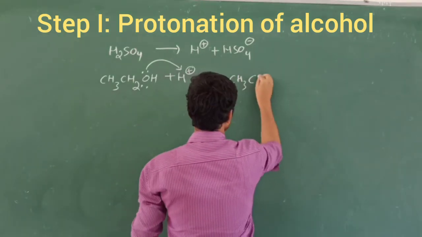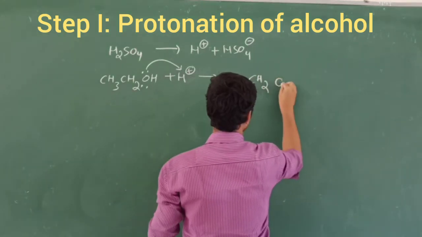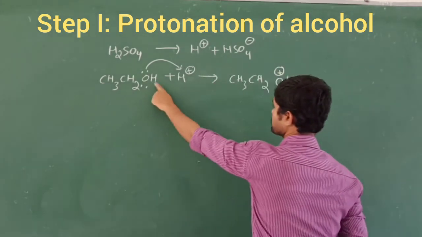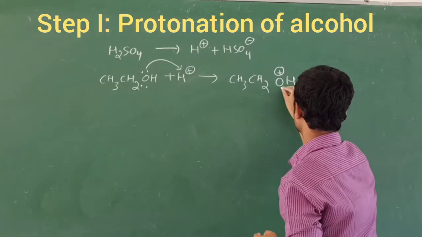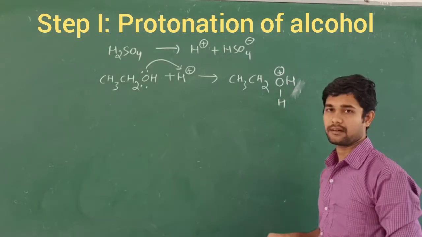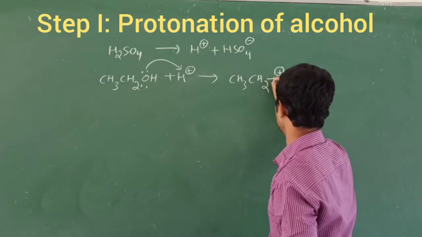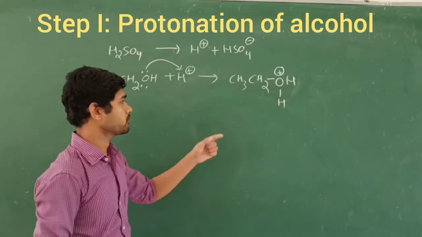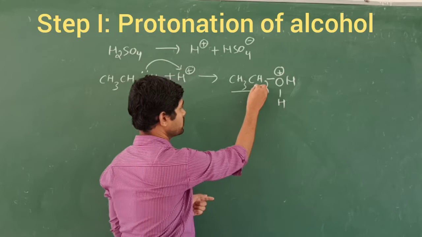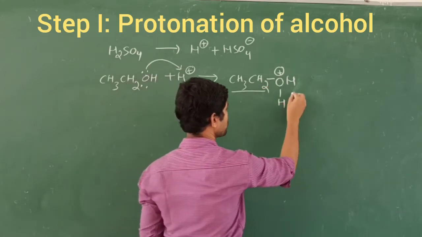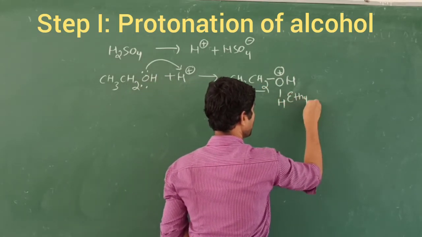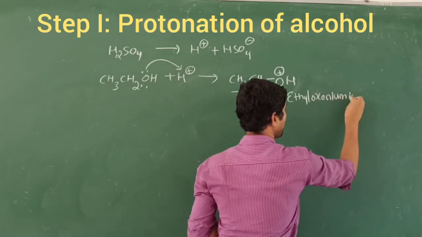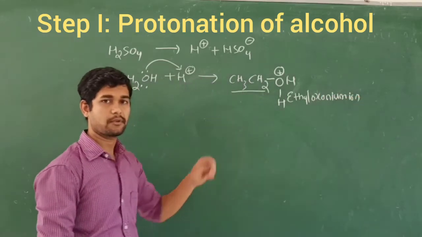CH3CH2O becomes positively charged because of the 2 hydrogens, this hydrogen and this hydrogen. So this is the protonation of the alcohol. Its name is ethyl oxonium ion, because the ethyl group is attached to this oxonium ion. This is called ethyl oxonium ion. So this is the first step.